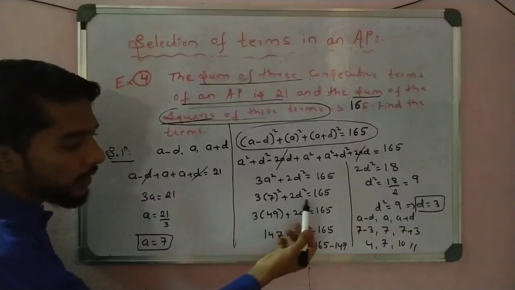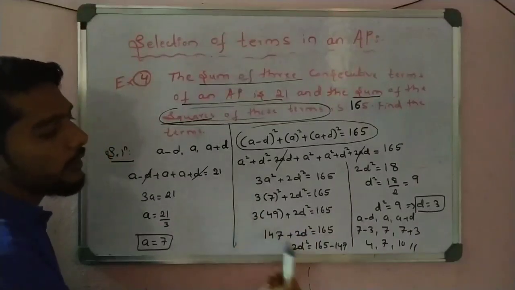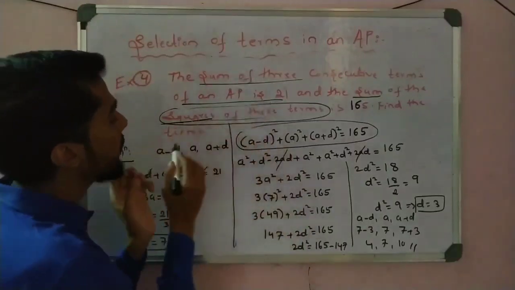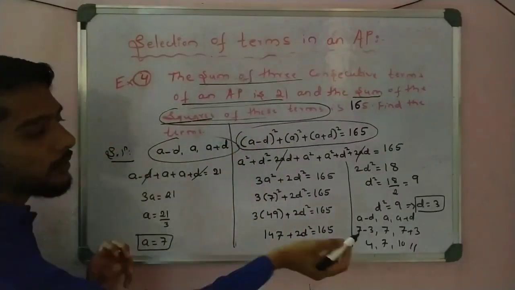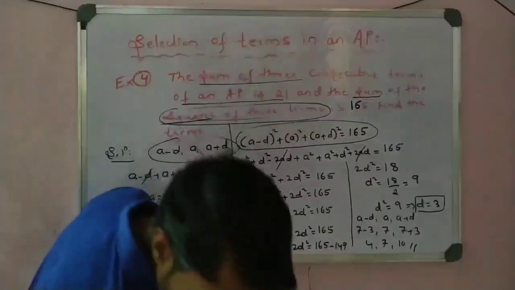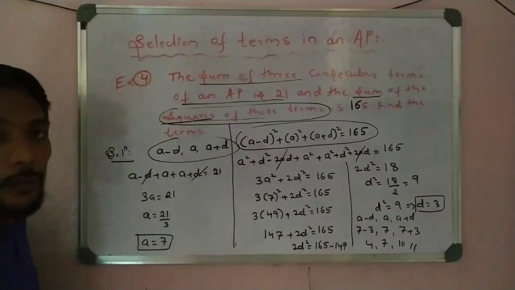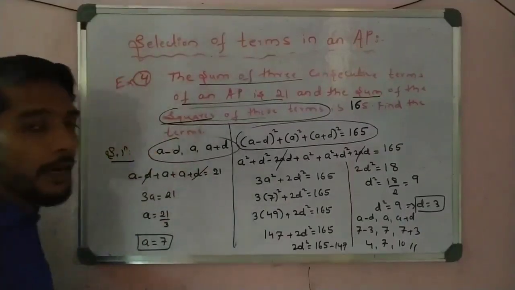So ad is a relation, and you put the value of a here. So we get the value of d, and then the value of a and the value of d is put in this solution. With these terms we get the solution 4, 7 and 10. Okay, so students, this is the another problem, that is problem number 4. Okay, so please pause the video and write the solution neatly.